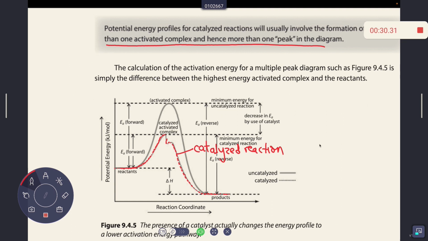Okay, and if we were to calculate the activation energy for the catalyzed reaction, you'd still follow the same format. You would look at where the reactants began, and then you would go to the highest peak on that catalyzed reaction, and that would be your activation energy. Does that make sense? Mm-hmm. Okay. And that's it for this section.